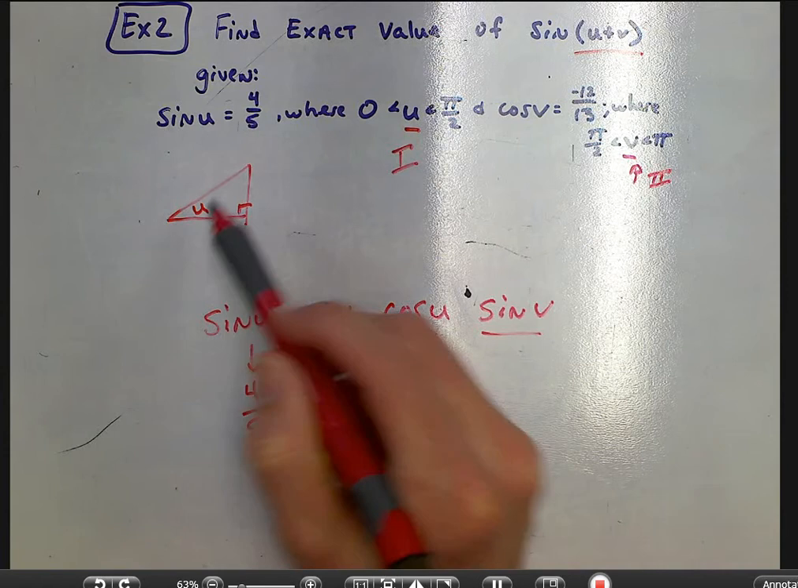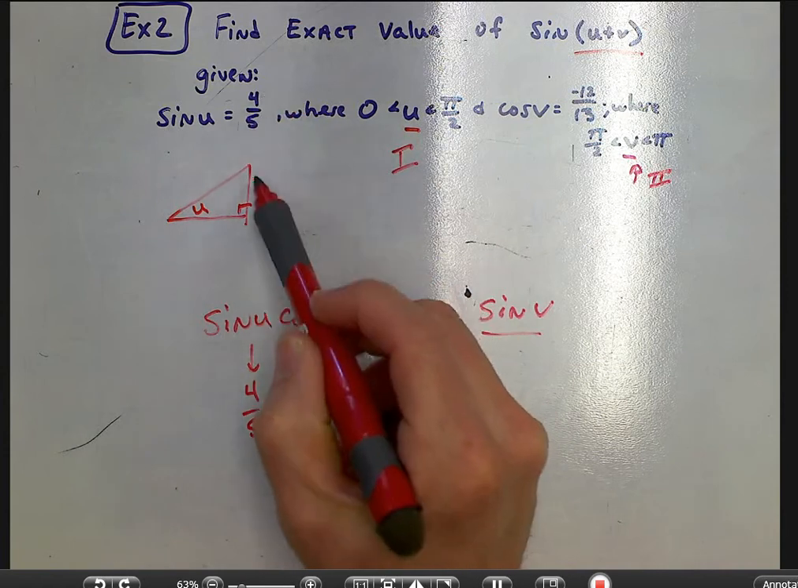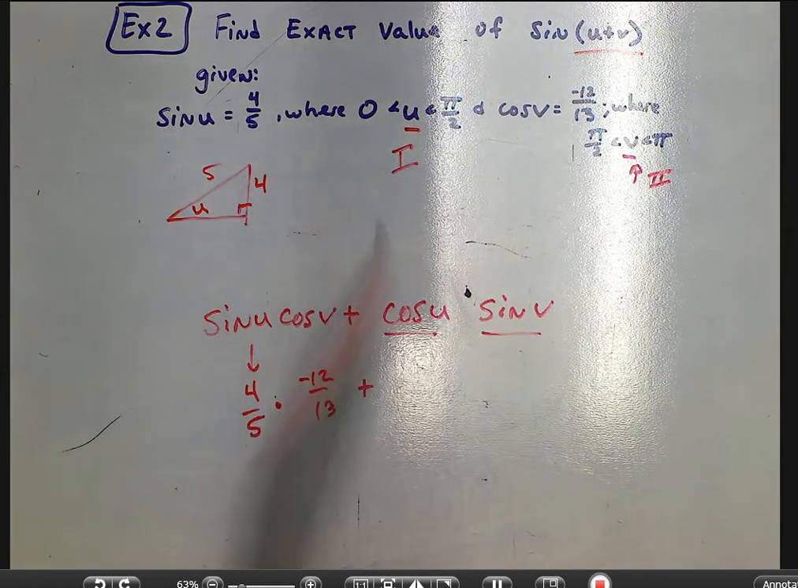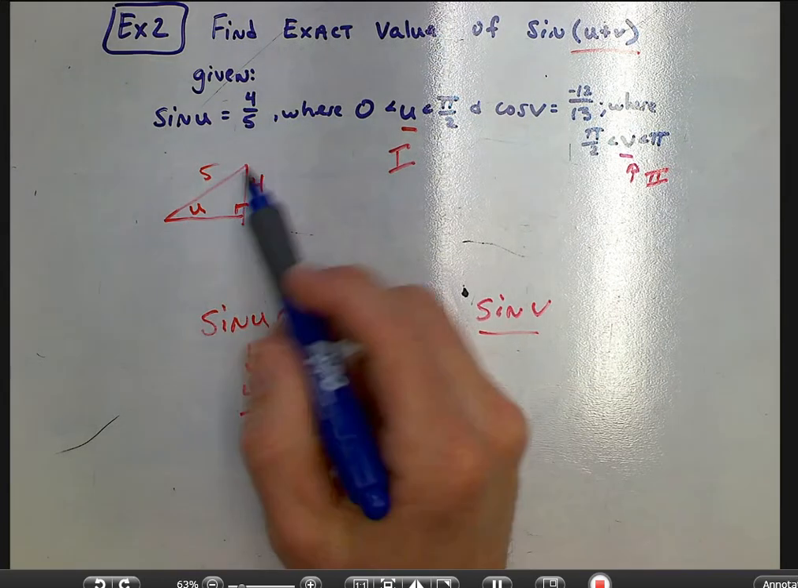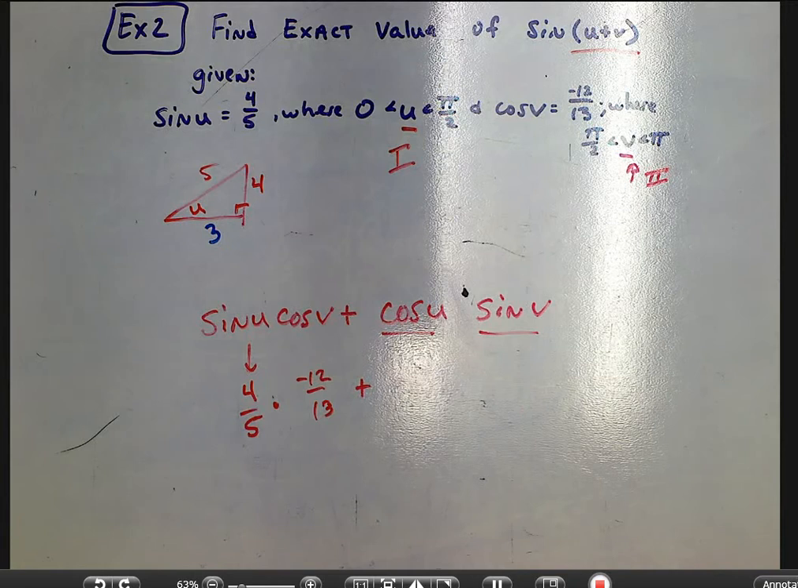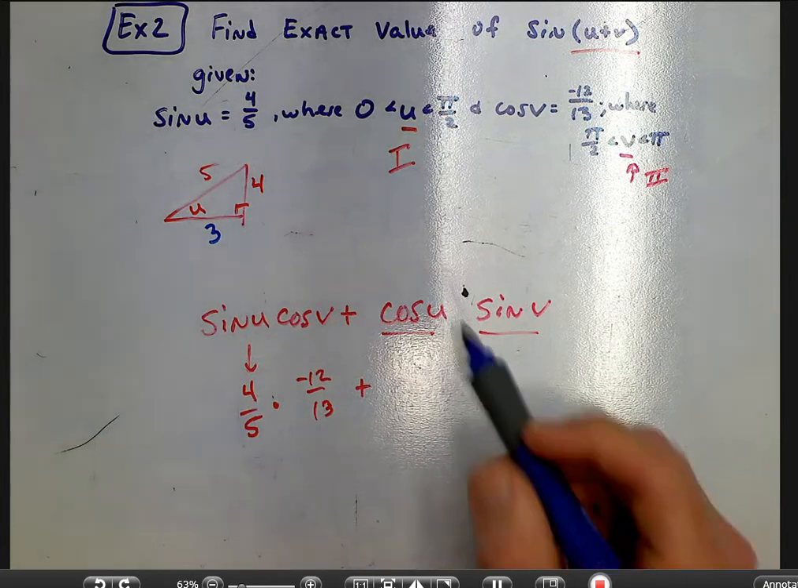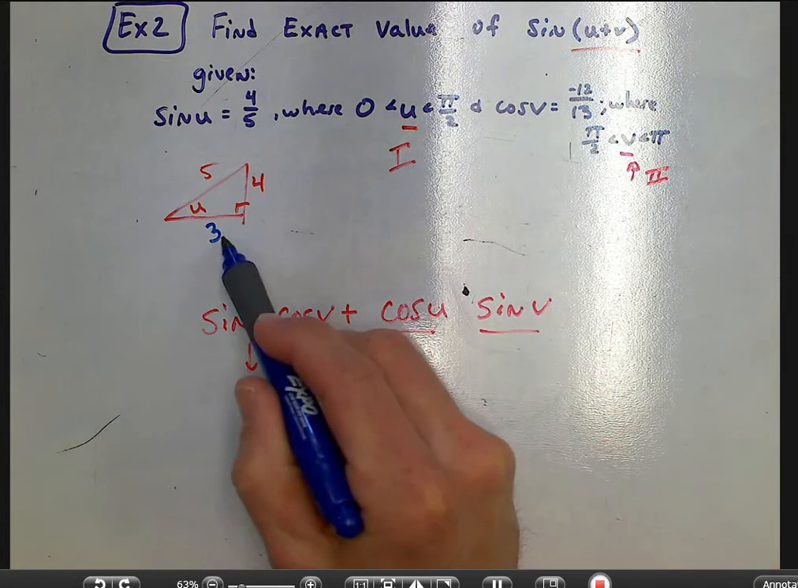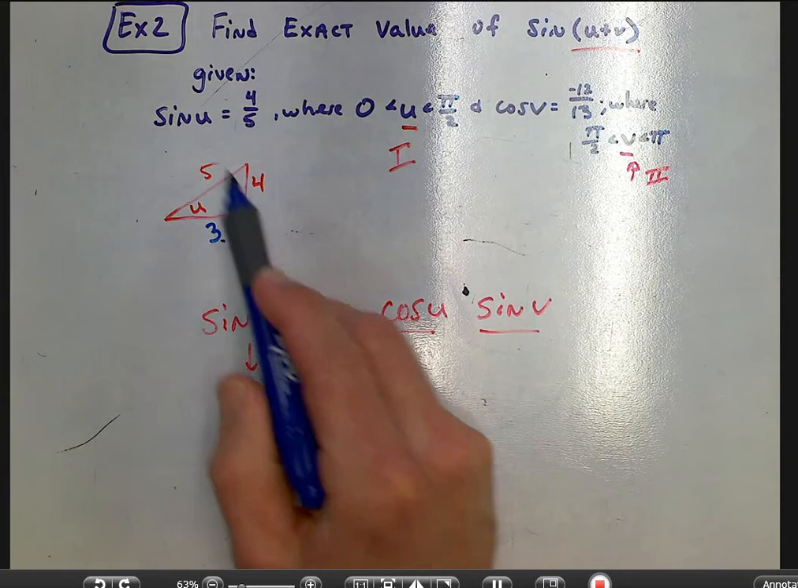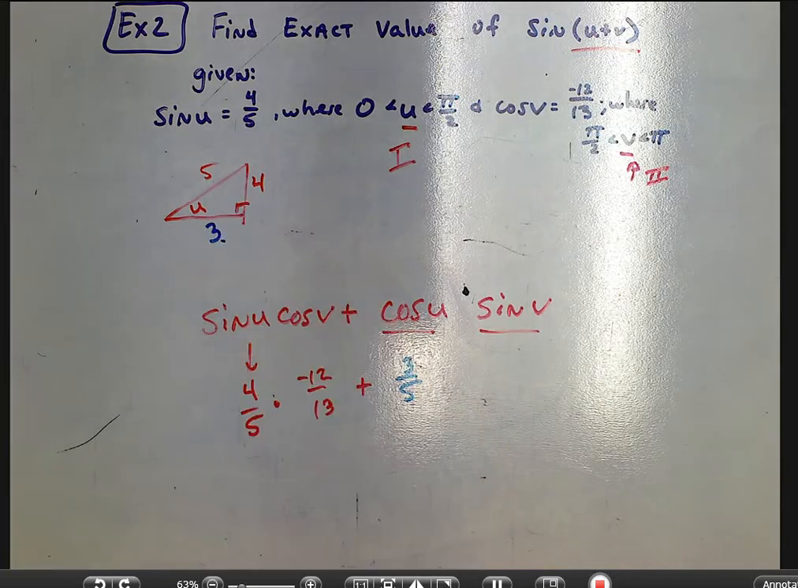There's u. Sine is 4/5, opposite 4, hypotenuse 5. So what's that tell me about the missing side? Well, it's a common triangle, a 3, 4, 5, or you can do 25 minus 16 is 9, square root of 9 is 3. So that tells me the cosine of u is 3/5 because it's adjacent over hypotenuse. So there's the cosine of u.